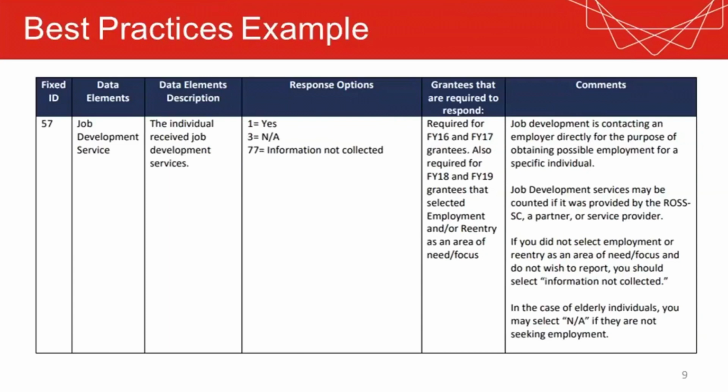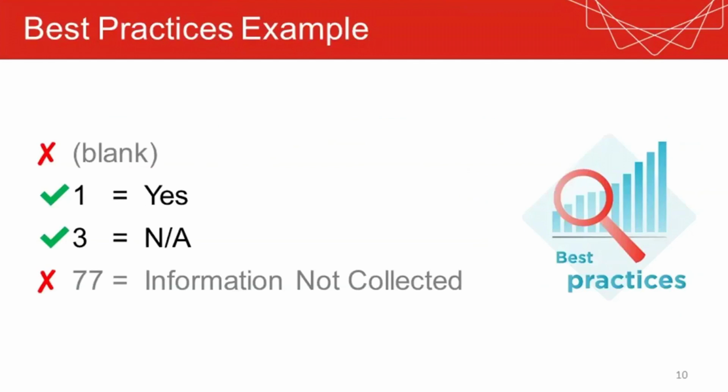Second question here is whether you're reporting what you know, even when you know that nothing happened. Let's zoom in on those items in the response options column. If you leave an element blank, it will always reduce your data availability score. And similarly, if you select 77, information not collected, it will also reduce your data availability. That's because this option is designed to be selected when you aren't sure whether something happened or not. So if you connected a participant with your partner, but you haven't been able to find out whether the partner provided job development services or not, then information not collected is the correct element to select.